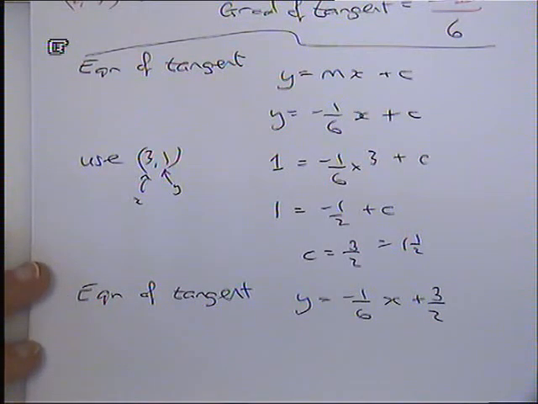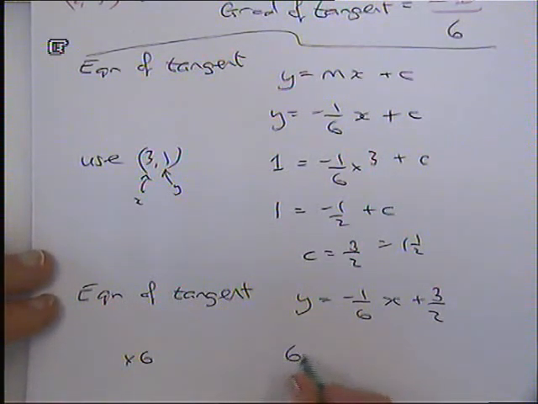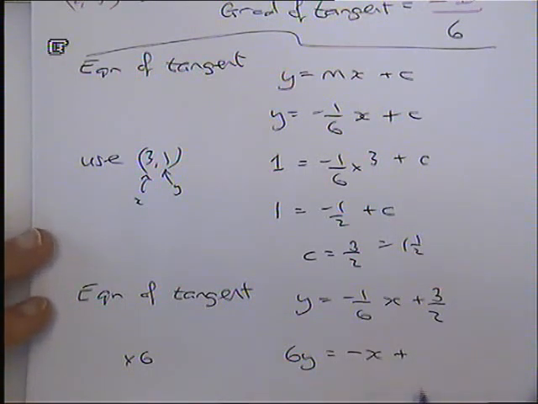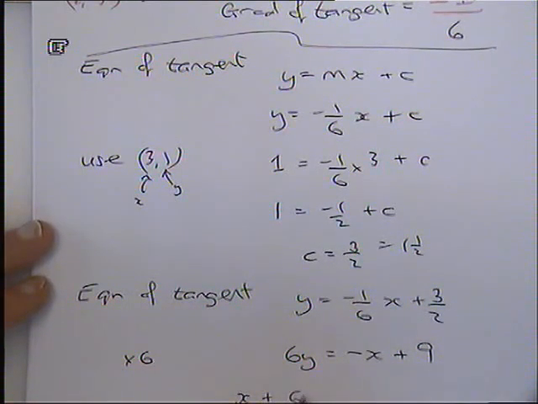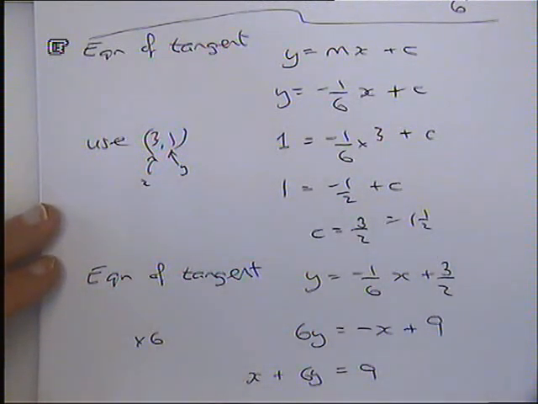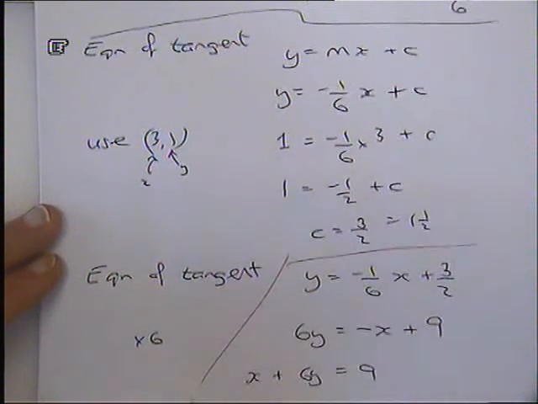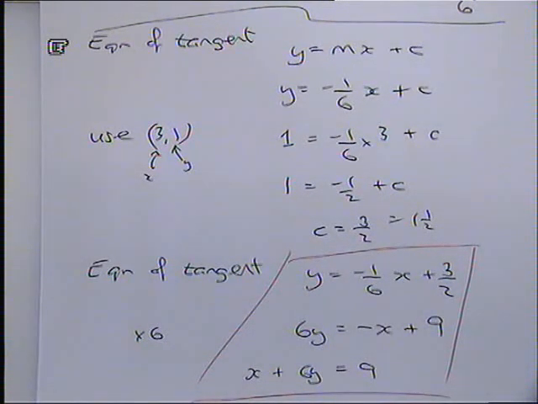And because often people don't like fractions in there, what may happen here to make it look nicer? Times everything by 6. If you times everything by 6, you'll get 6y equals minus x plus 1.5 times by 6, 9. And because people don't like minus signs, some people might shift that negative x over onto the right, and we'll end up with that. There's nothing wrong with any of those answers. Okay, the bottom one is the nicer version, but that is the equation of the tangent. Okay, I'm just going to stop the video at that point.